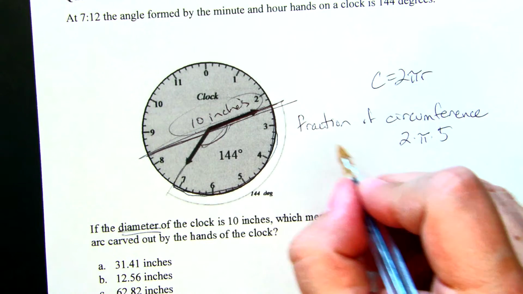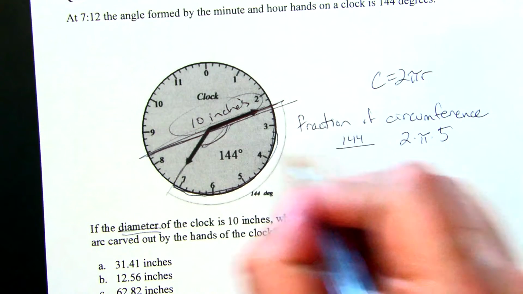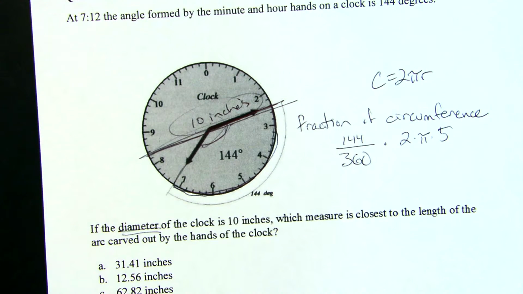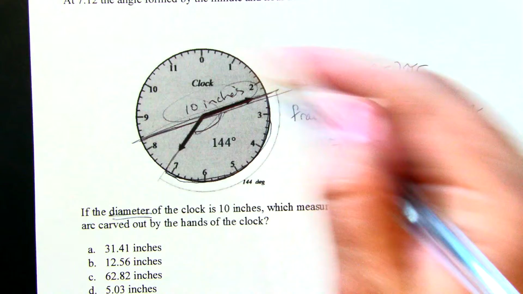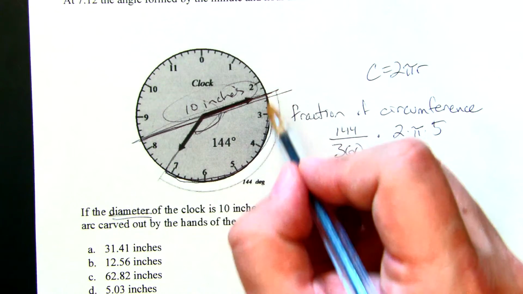And we want a fraction. Again, we've got this angle is 144 degrees out of the whole circle, which is 360. So we want that fraction. We don't want the whole 2 pi r, which is going to tell me the length all the way around. I just want this part.